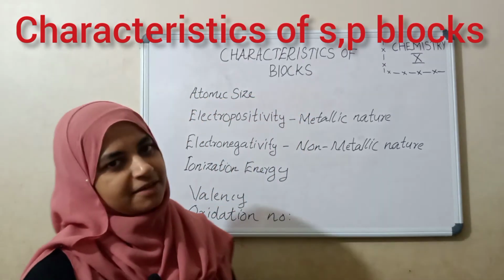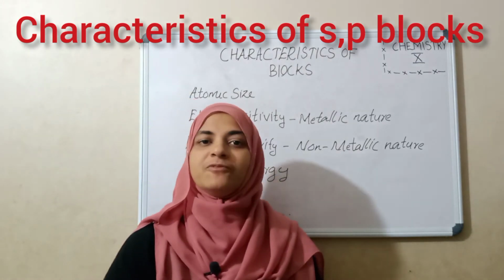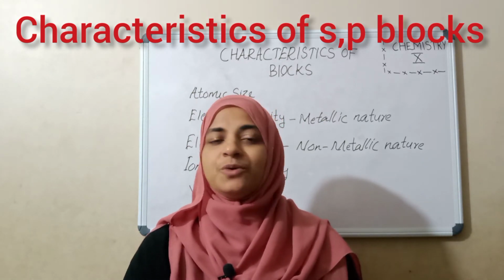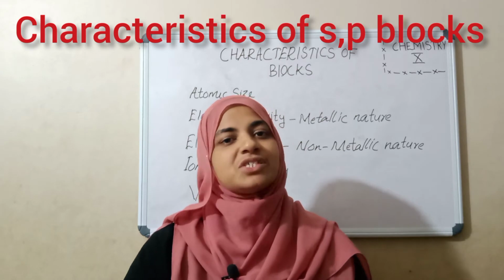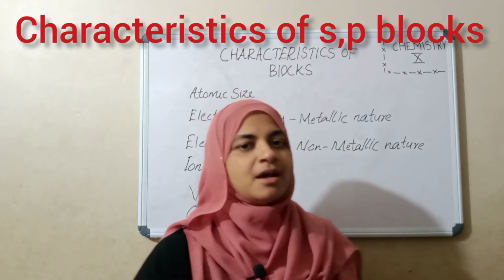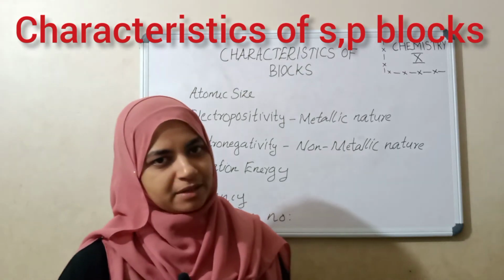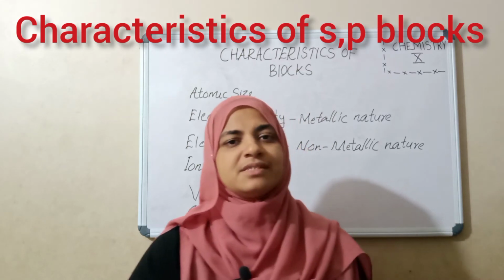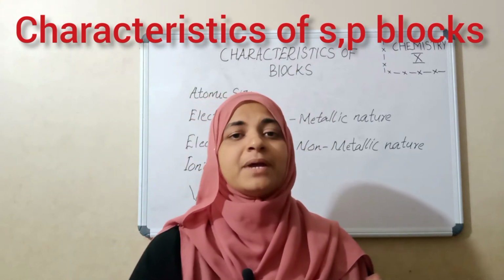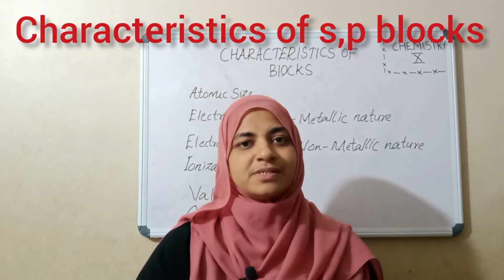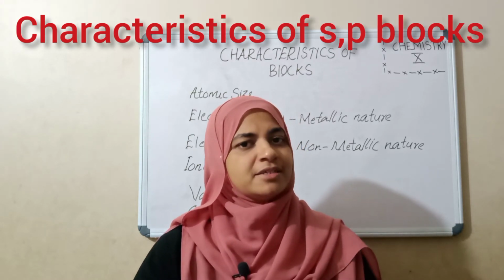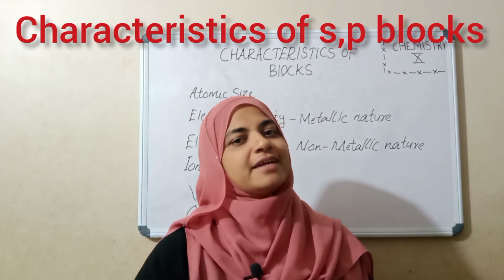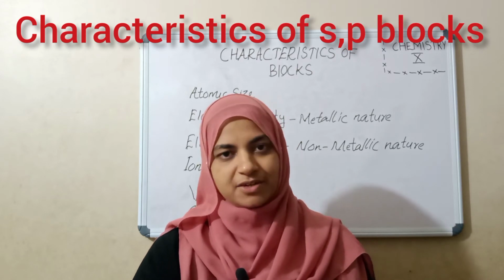Next is valency. Valency is the number of electrons donated, accepted or shared during a chemical reaction to get stability. Then the last one, oxidation number. This number indicates the oxidation state. When an atom liberates or donates electrons, it gets a positive charge, then its state is positive. If an element accepts electrons, it gets a negative charge, then its state is negative.